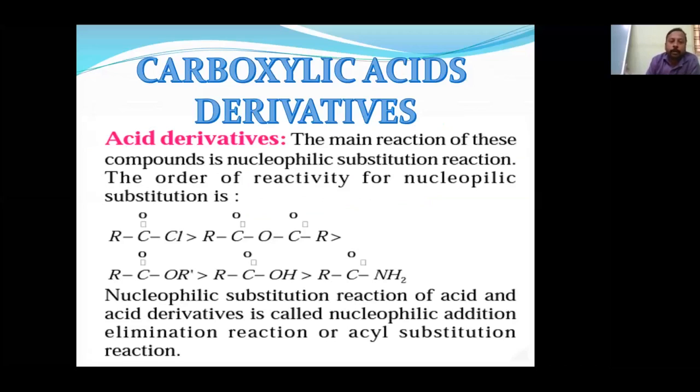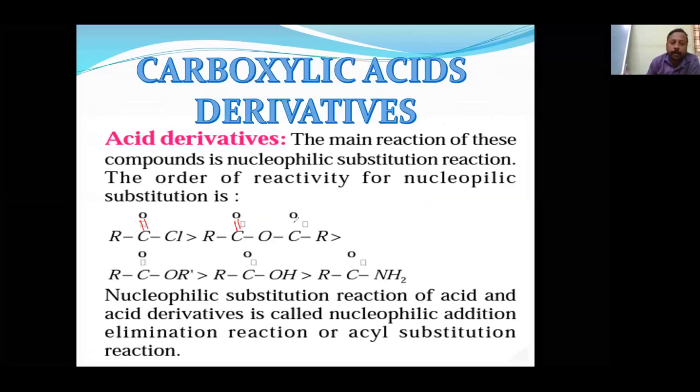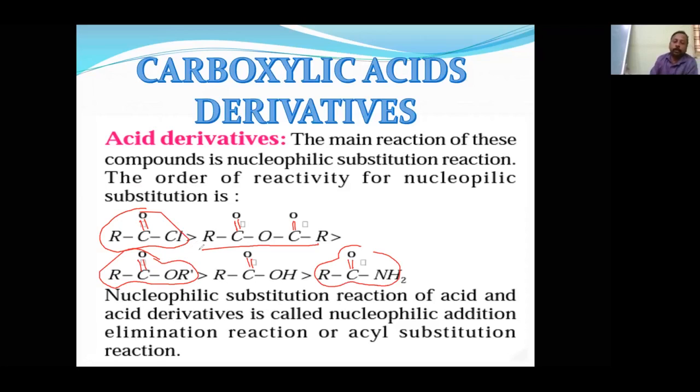They all undergo nucleophilic substitution reaction. That is the basic reaction we have discussed in the carbonyl compounds. Wherever you find this C double bond O, the immediate and most important reaction is nucleophilic addition reaction. It is fastest in acid chloride and least in the acid amide. Highest is in acid chloride, second highest is in acid anhydride, third highest is in the esters. Nucleophilic substitution of acid and its derivatives is called nucleophilic addition followed by elimination, or acyl substitution reaction.